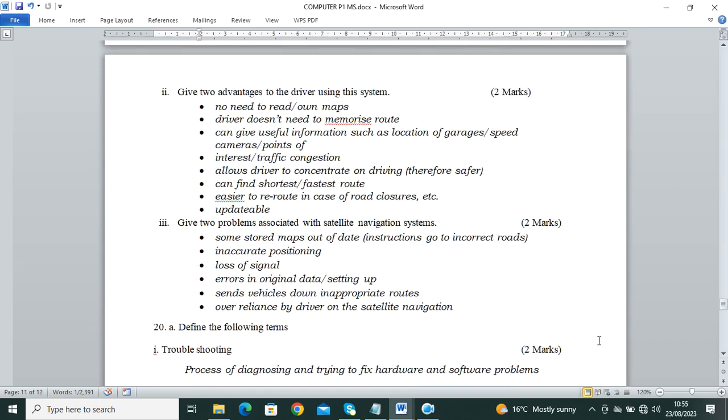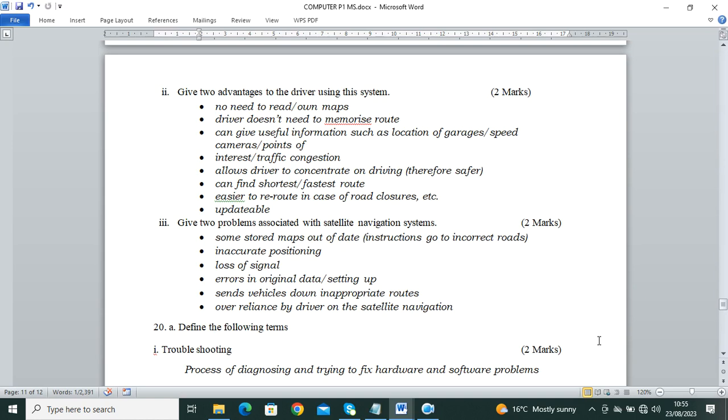Then give two advantages to the driver using the system, that is the satellite. No need to read or own maps. Driver doesn't need to memorize the route. Can give useful information such as location of garages, speed cameras, and so on. Also, it can show you where there is traffic congestion, allows the driver to concentrate on driving, therefore safer, can find the shortest, safest route, easier to reroute in case of road closures, and also it's updatable.